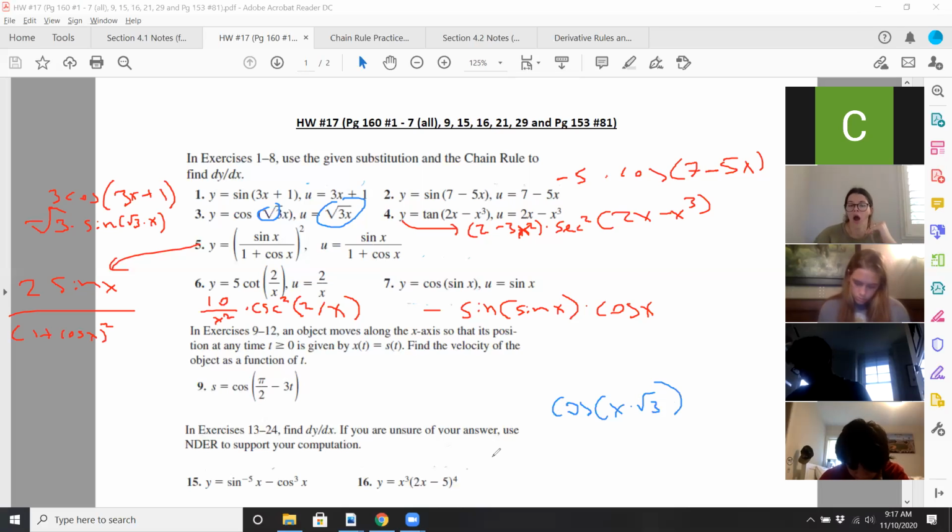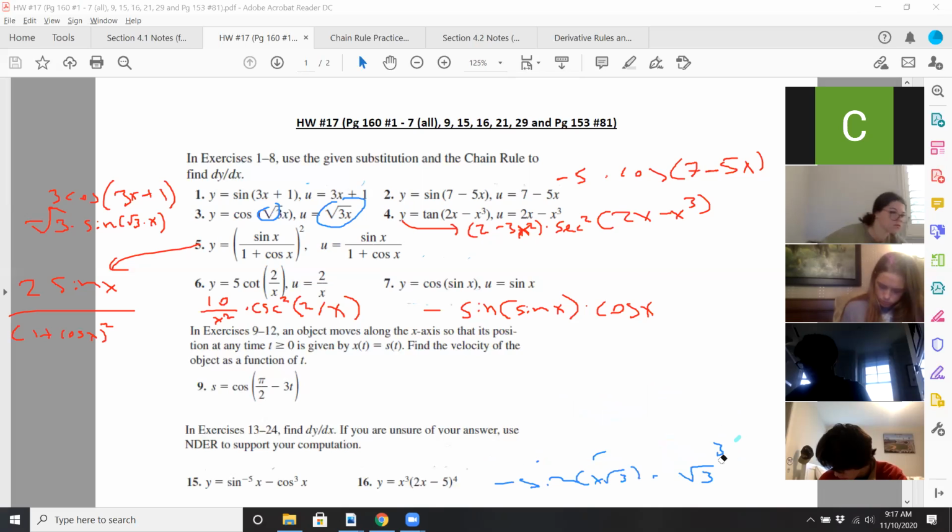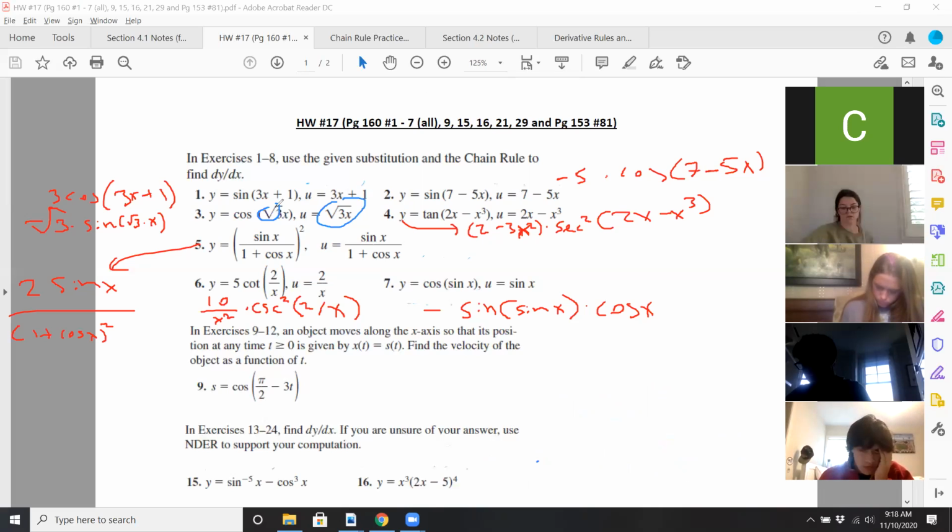So then you just do the derivative of cosine, which is negative sine. Keep the inside intact. And then you have the derivative of x times root 3. And that's just a constant being multiplied to x. So it's negative sine of x root 3 times root 3. And that's your answer for that one. That's all. So that's number 3. For number 5, okay, that one's a little crazy. So don't do anything special like square root when you're doing your derivative, because x is not being square rooted.